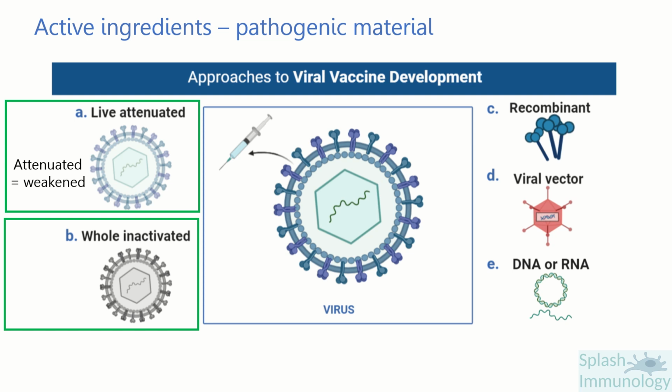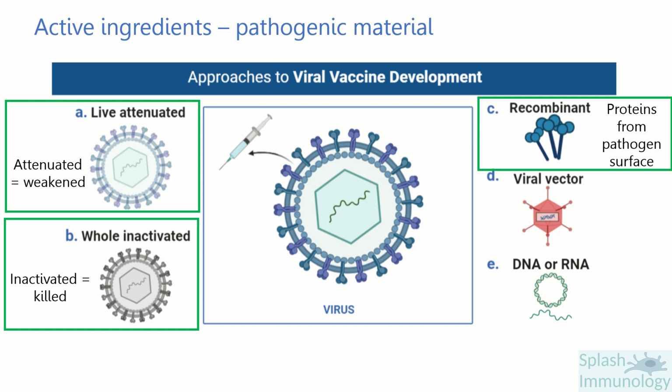It's also possible to use pathogens that have been inactivated, which essentially means that they've been killed and have no ability to reproduce or cause disease. This means that they can safely be given to a person with an impaired immune response, such as the elderly and vulnerable. Instead of using the whole pathogen, it's possible to use just parts of the pathogen.